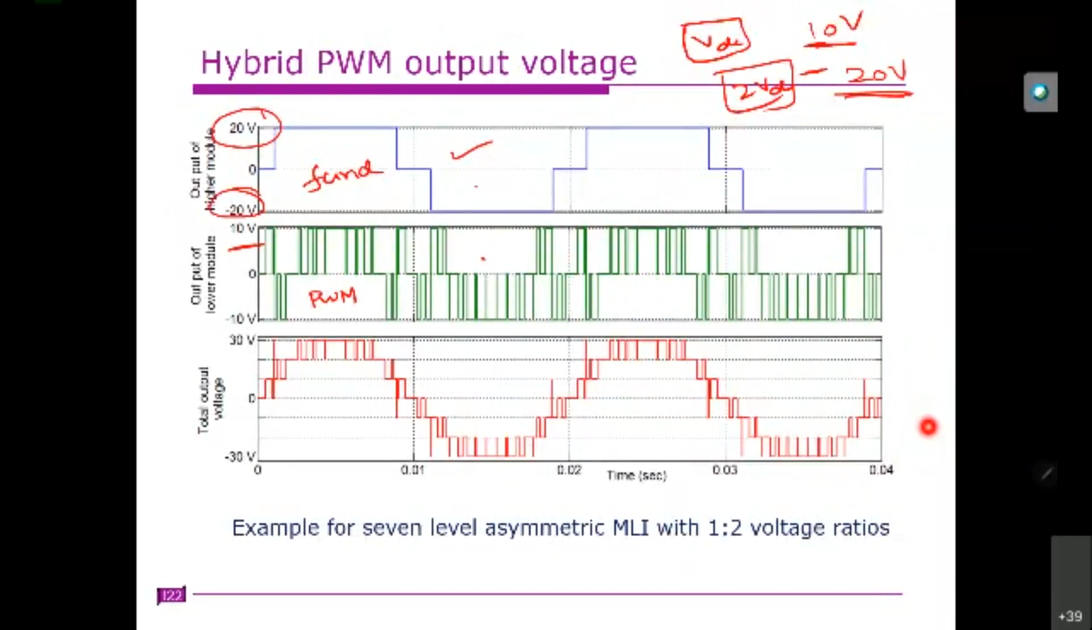So this is output 1 and 2. This is output voltage 1, and this is output voltage 2. Is it clear? So how this operates is, whichever has the highest voltage operates at fundamental frequency, and the rest operate at PWM frequency. This is the case when you have 1 and 2 H bridges. One is operating with VDC and another one is operating with 2 VDC.